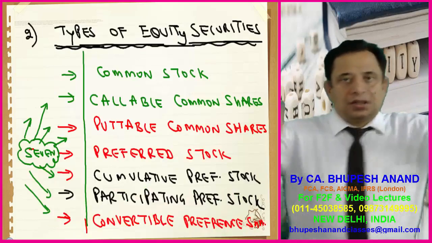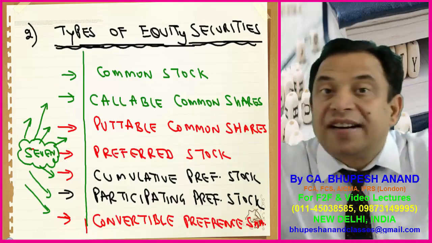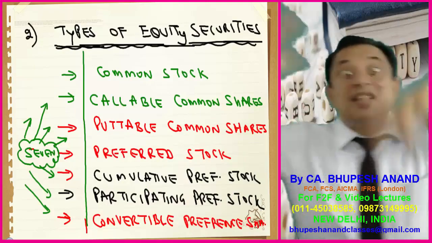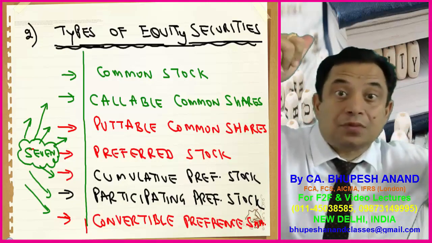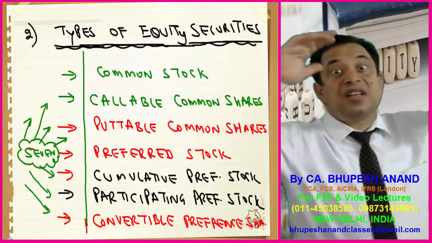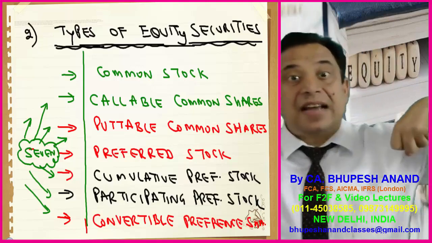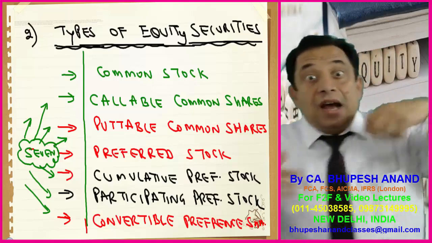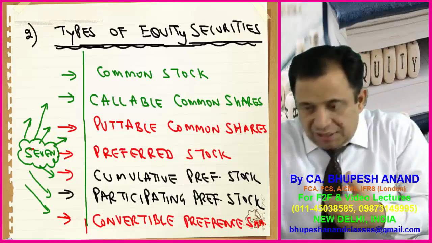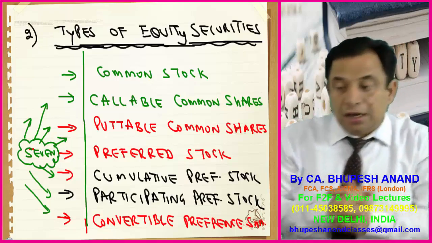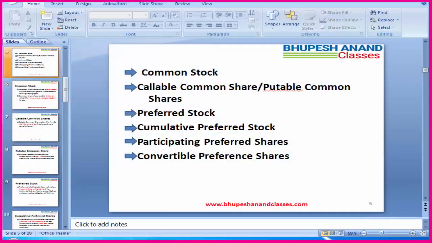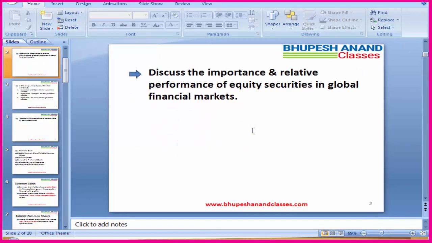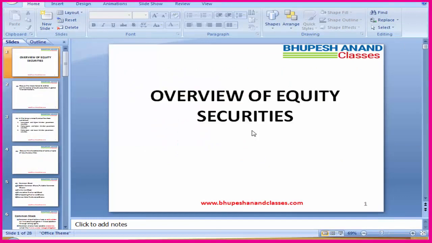Now this learning outcome A is: what are the different types of equity securities and what are the classifications of these securities. There are 7 types of equity securities which we are going to discuss, and the list is like this: common stock, callable common shares. No doubt I have prepared a PPT for that also, but my interest is that please write down, because if you write down, you will get a better idea.